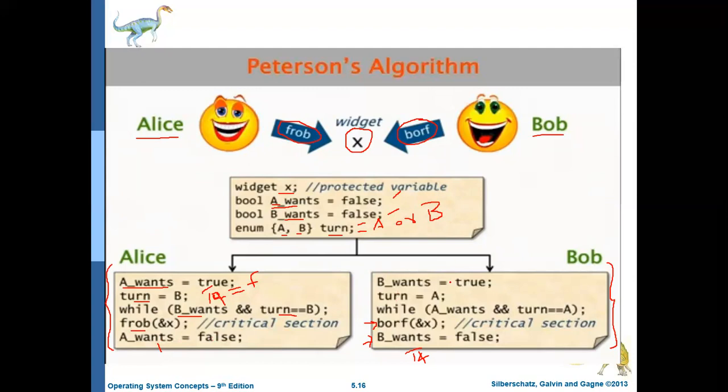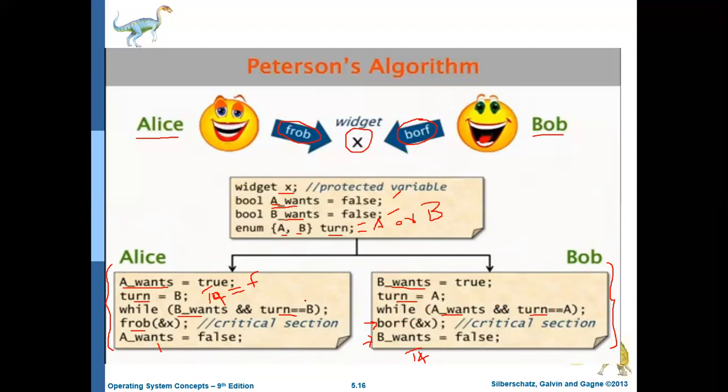The same thing holds for Bob. If Bob wants to perform the critical section operation, then Bob sets B wants as true, because B represents Bob. At the same time, Bob is making turn equal to A. That is, if Alice also wants to access the critical section, let Alice access. That is the reason it is making turn equal to A. Then it checks while A wants and turn equal to A. Turn is A, that we know on Bob's side, but whether A wants is true or not, we don't know.